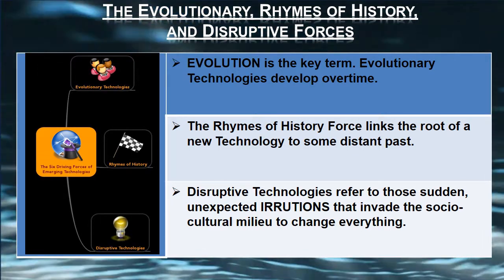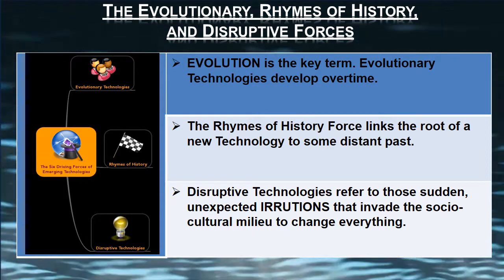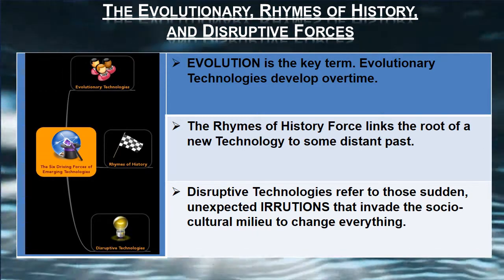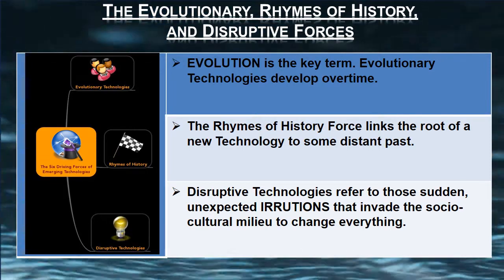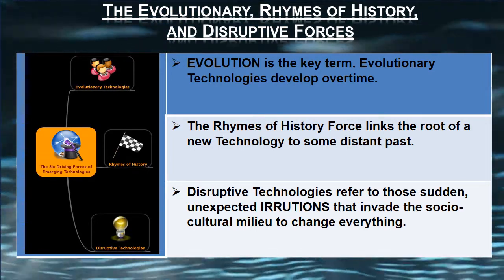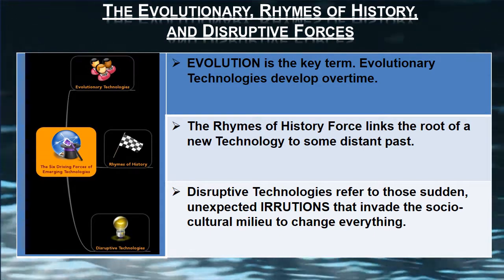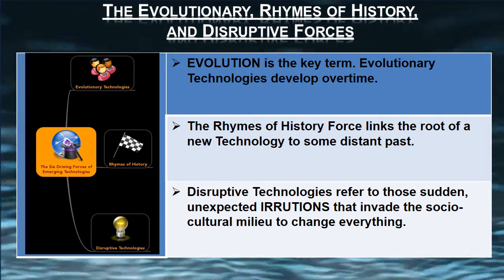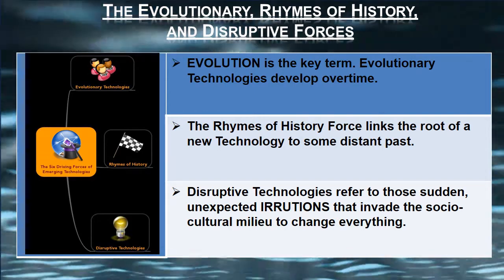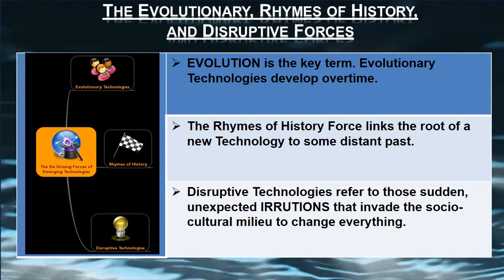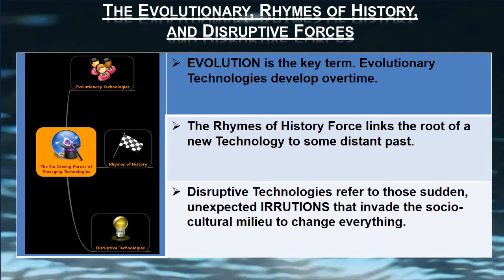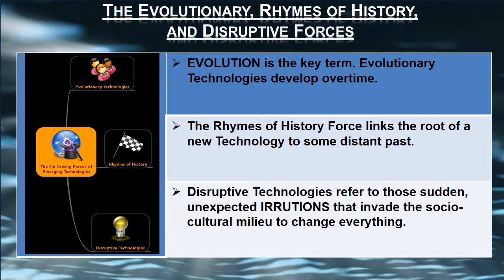Second, rhymes of history represented by the flag on the middle left side of the screen. The rhymes of history force links the root of a new technology to some distant past. In some ways, one can perceive in emails the essence of the mission of the pigeon messengers. Third, disruptive technologies represented by the light bulb on the bottom left side of the screen. Disruptive technologies refer to those sudden, unexpected new modus operandi that invade the socio-cultural.